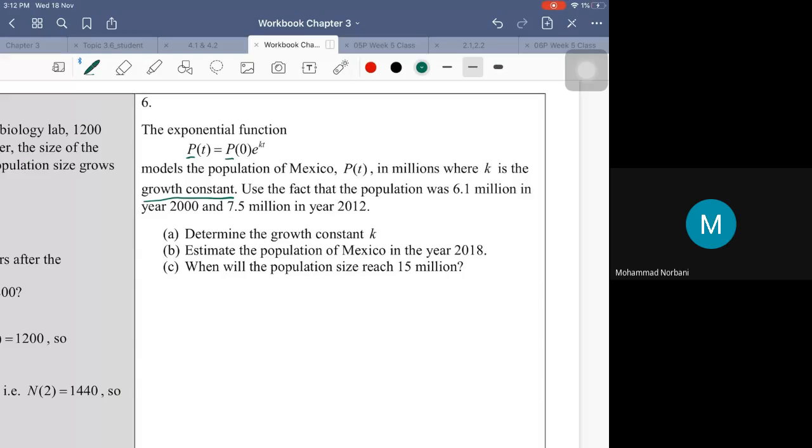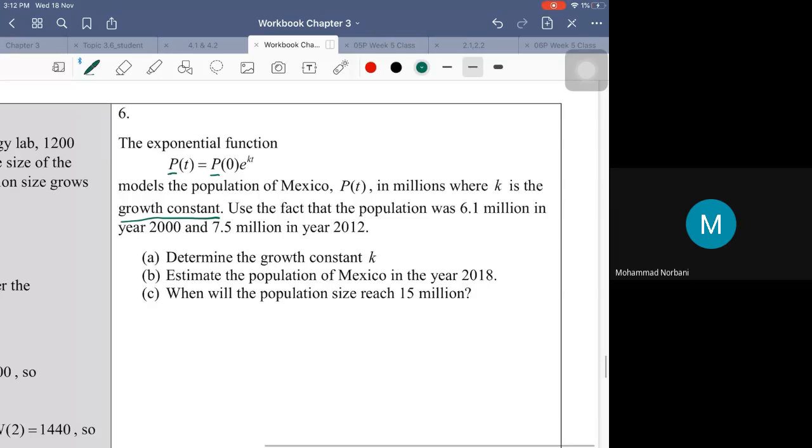So for this formula, the first thing that you have to do is you have to extract information. And there will be two information given. So can anyone tell me what is the first information given? The first information given will be about t equals 0. So what is the value of P when t is equal 0?